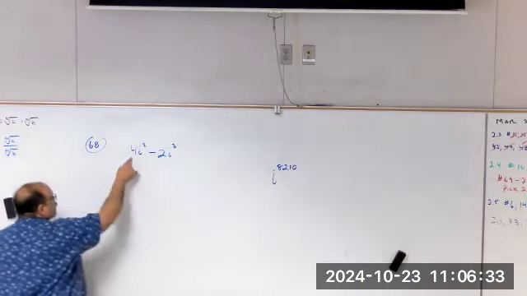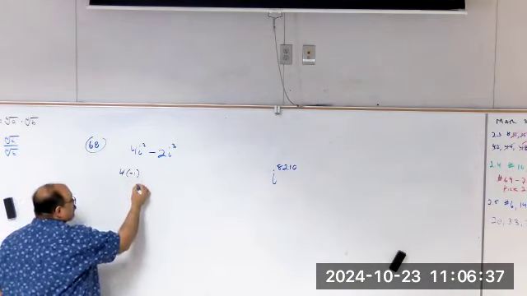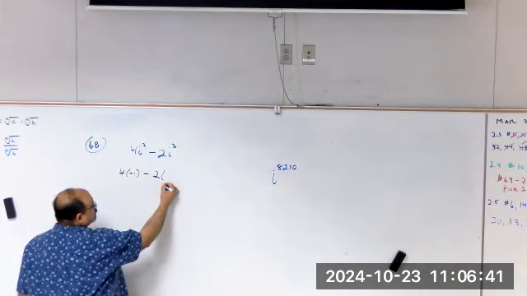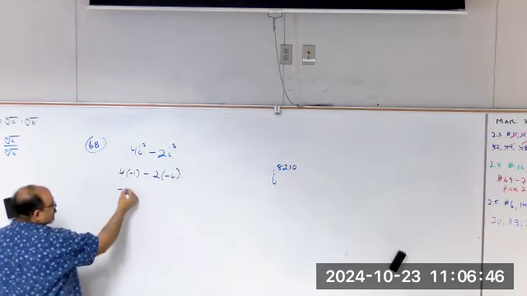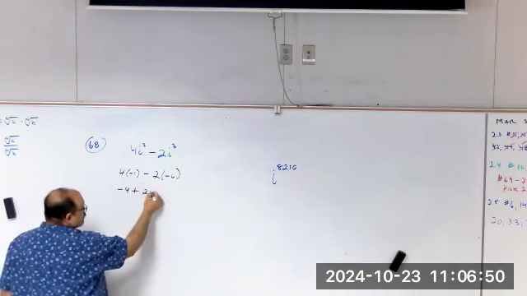This is 4 times i squared. So what is i squared? So that's 4 times -1. Minus 2 times i to the third. What's i to the third? Negative i. So this is -4. -2 times negative i is plus 2i.